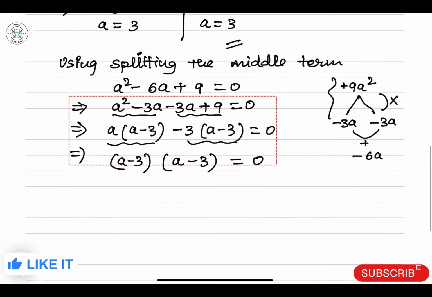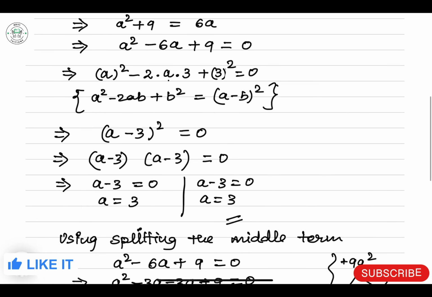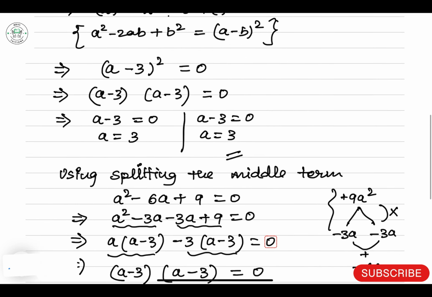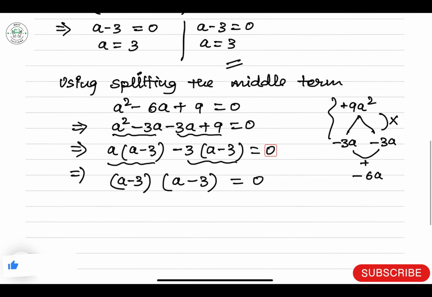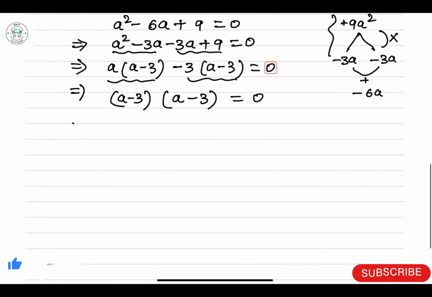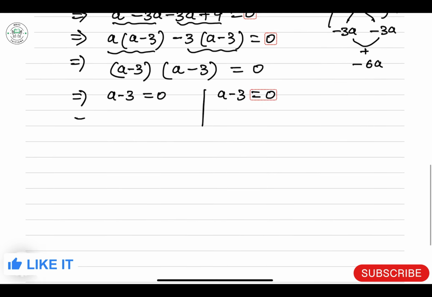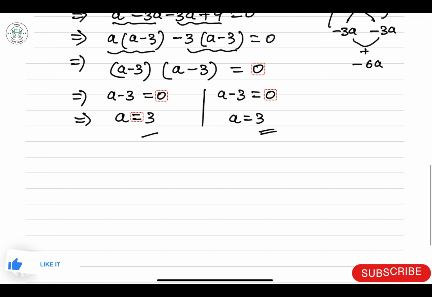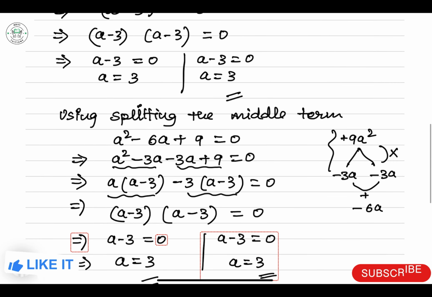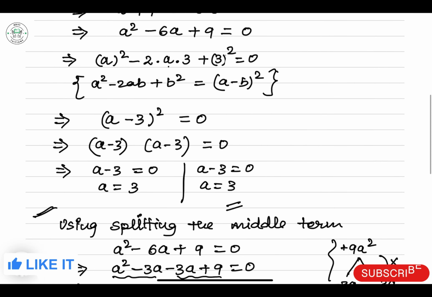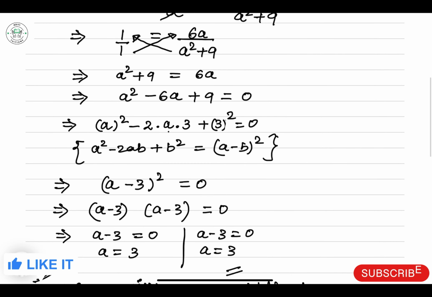We got the same like the previous one, which you can see here, a minus 3 equals to 0, a minus 3 equals to 0, like that only. So we'll write same way here also, a minus 3 is equals to 0, and here a minus 3 is equals to 0. So now if I write it, a is equals to 3, here also a is equals to 3. So like two methods you can use to solve the same equation. Okay, so it's your choice which one you want to choose.